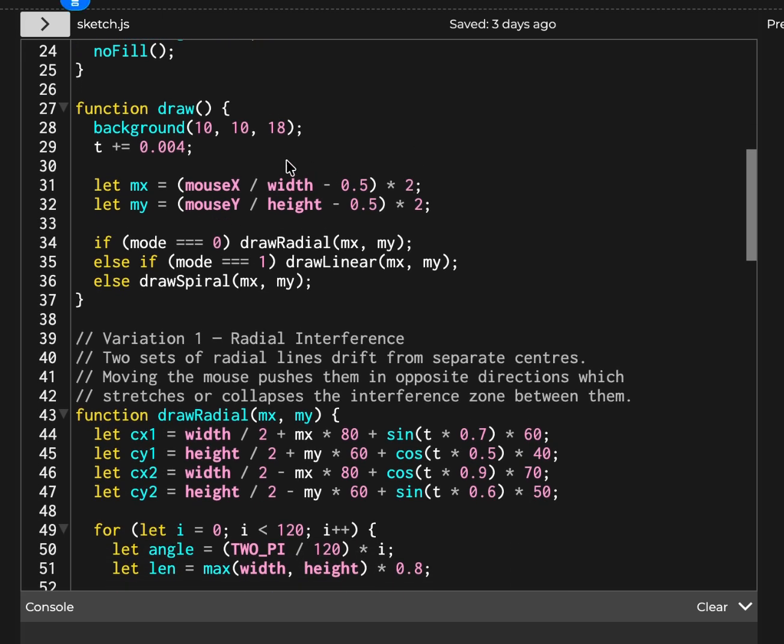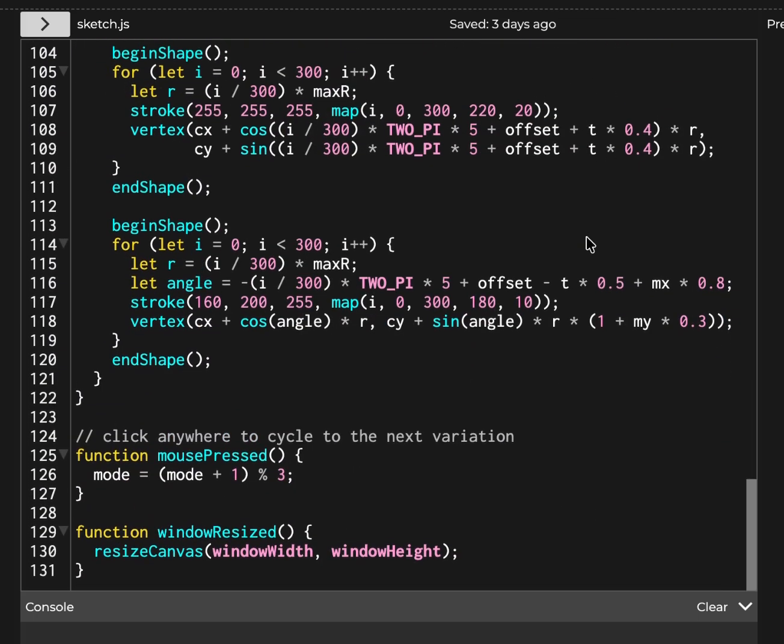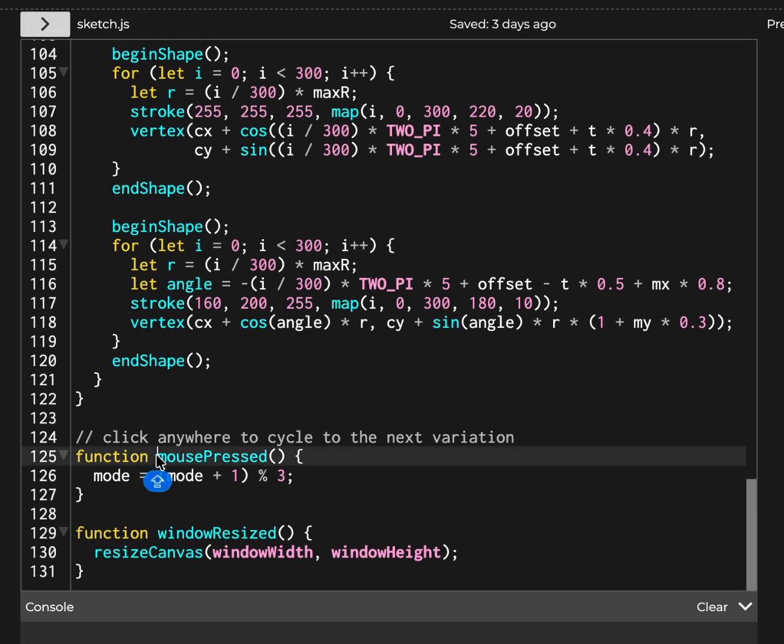Next, in draw, every frame I clear the screen with the dark background color, increment t by 0.004 and normalize the mouse positions to between -1 and 1. That makes it easier to use as an offset later. Then, depending on what the mode is, it calls one of the three variation functions, and at the bottom, mousePressed just increments mode and uses modulo 3, so it loops back to 0 after the last variation.